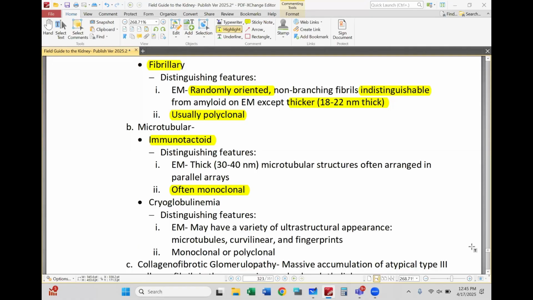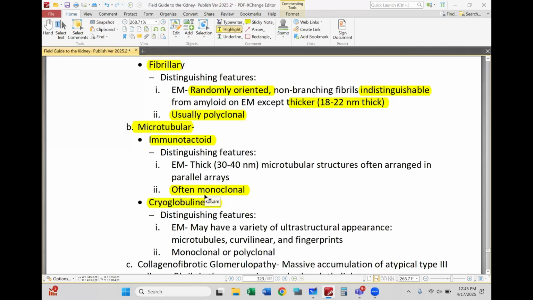There's a paper that says this is essentially diagnostic of fibrillary with 100% sensitivity and specificity. I've never sent that out, but I believe it's now available as a send out to diagnose fibrillary. All right, microtubular structures that may be present on kidney biopsy.